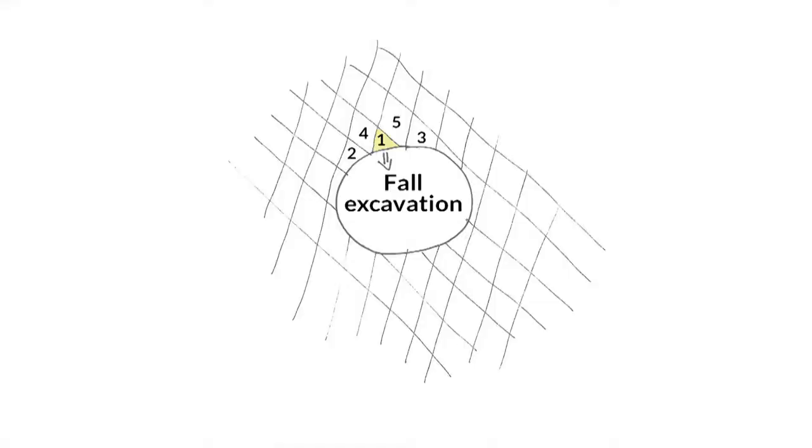Consider, for example, the case of this circular excavation in a fractured rock mass having two discontinuity sets. The orientation of the discontinuities is favorable to the fall of the block highlighted in yellow. And following its fall, it is likely that the blocks around it, number 4 and 5, will also move, possibly releasing blocks 2 and 3. In some cases, the modification of the stress state plays a role in the instability mechanism.